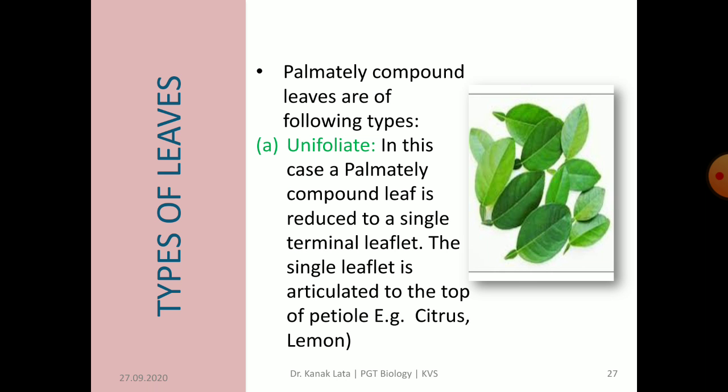Now we will discuss the different types of palmately compound leaf. First is unifoliate. In this case, the leaf is reduced to a single terminal leaflet, and the single leaflet is articulated to the top of the petiole, as it is seen in citrus, lemon. You may observe in this figure.